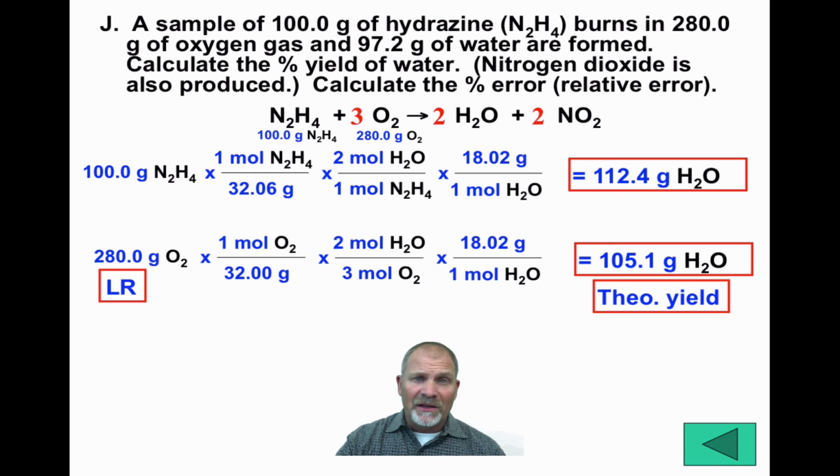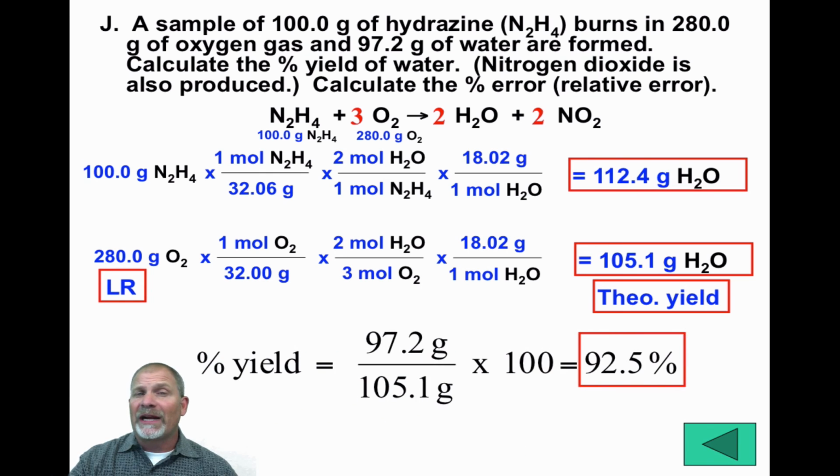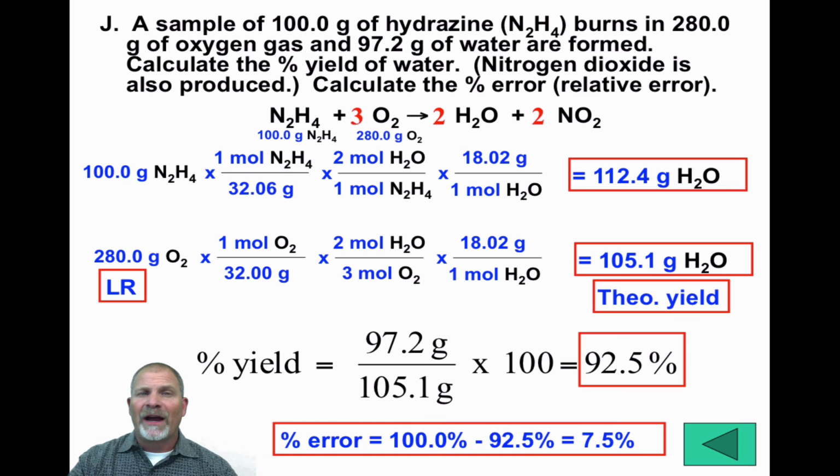So to get percent yield, all you're going to do is take your score, 97.2, divided by 105.1 times 100, which gives you 92.5%. What was your percent error? In other words, how far away were you from 100%? Yes, you were 7.5% error. That's how far away you were from a perfect score.